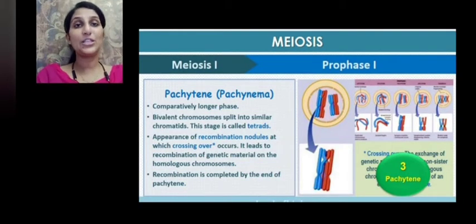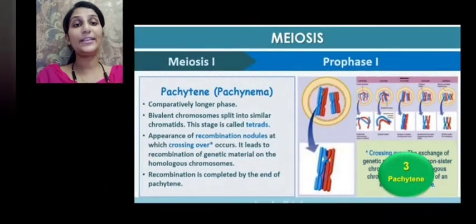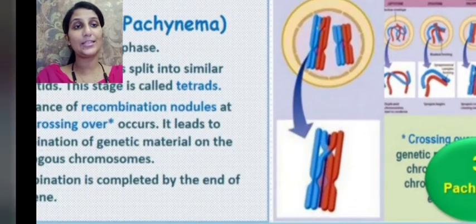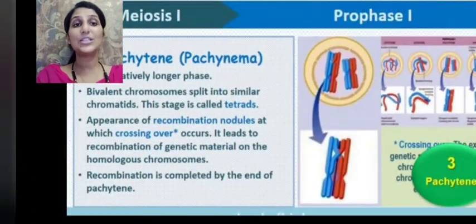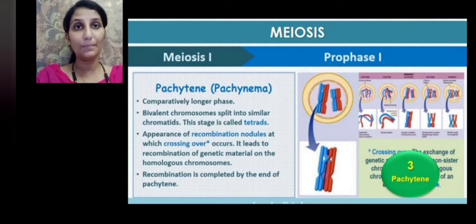The zygotene is followed by a longer stage called the pachytene. In pachytene, the chromosomes of the bivalent split into similar chromatids. Here we can see the blue chromosome with its sister chromatids and the red chromosome with its sister chromatids. Such a bivalent with the split up chromatids is called a tetrad. And recombination nodules appear, at which crossing over takes place.